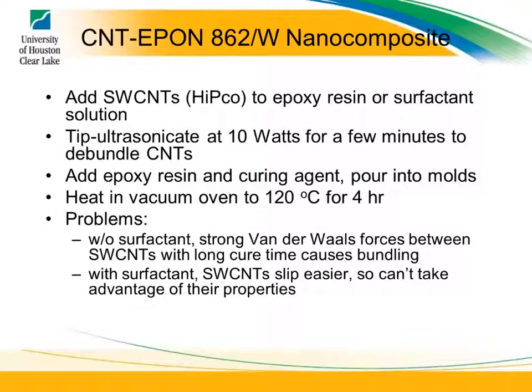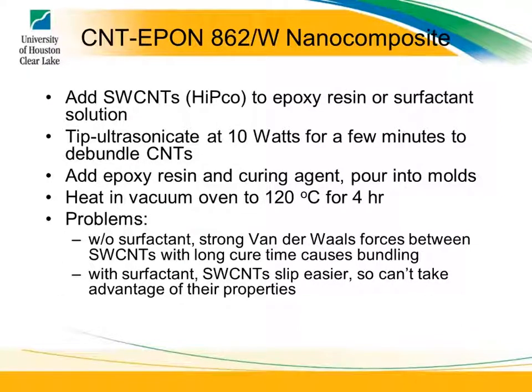And this is basically how I did it. You take single-walled carbon nanotubes, just like it's in that jar, add them to your epoxy resin or a surfactant solution, and you have to use ultrasound in order to agitate it enough to separate out the nanotubes. That's using tip ultrasonication. It's a little tip, an ultrasound pulse, and we did it at about 10 watts for 10 to 30 minutes. It all depends on the material that you're using. But that's what's used to debundle carbon nanotubes.